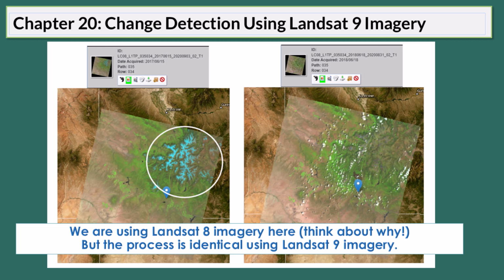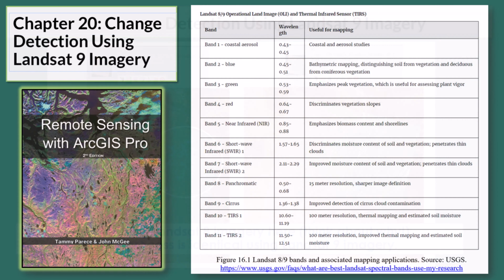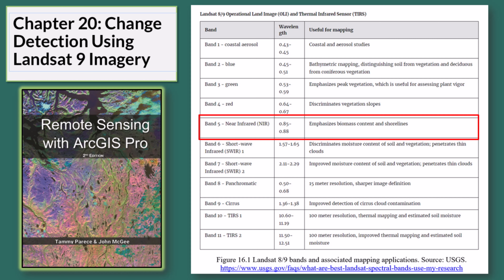Notice the difference in snowpack between the June 15, 2017 image and the June 18, 2018 image. Also notice the cloud cover, which we couldn't avoid during this time period. So why did we choose just Band 5? As you can see from the table, Band 5 emphasizes biomass content and supports the identification of shorelines. A fire will significantly lower biomass. Also, drought changes water body size, thus changing the shoreline, and snow is just frozen water, all pertinent to our study.